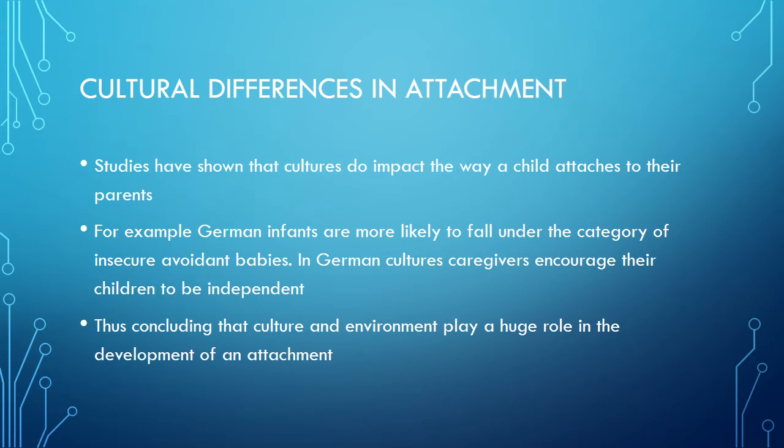Cultural differences in attachment. Studies have shown that cultures do impact the way a child attaches to their parents. For example, German infants are more likely to fall under the category of insecure avoidant babies. In German cultures, caregivers encourage their children to be independent, thus concluding that culture and environment play a huge role in the development of an attachment.